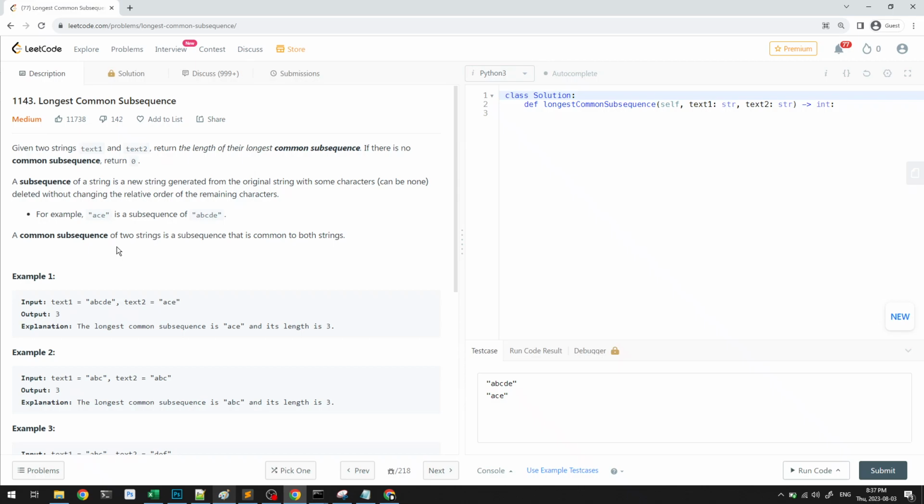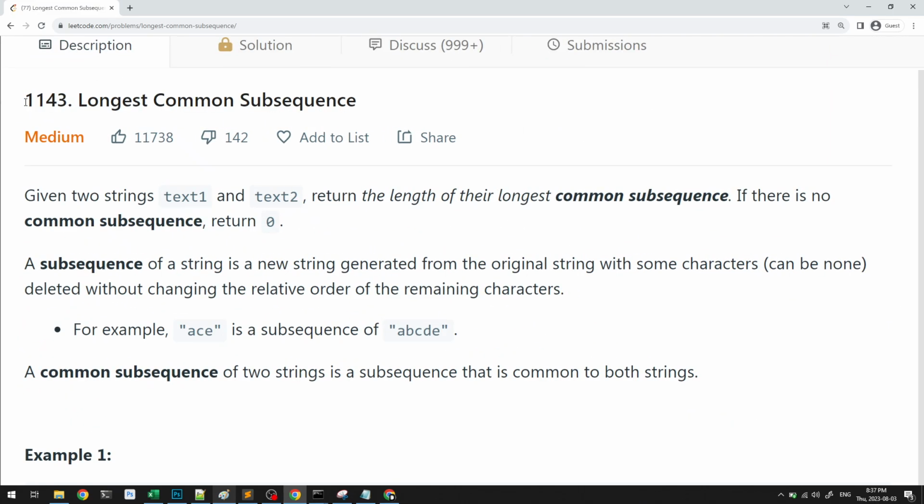Hey everyone, in this video, let's do question 1143, longest common subsequence on Leetcode. This is part of our Blind 75 list of questions, so let's begin.